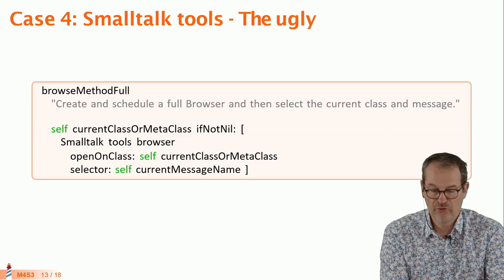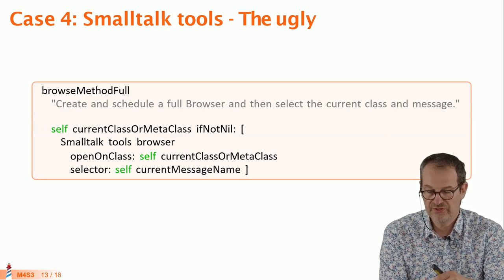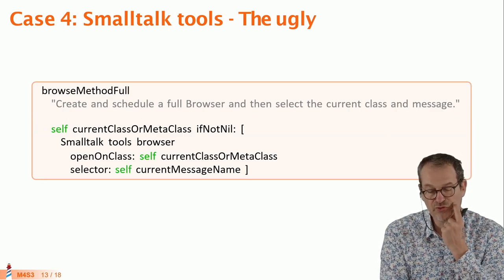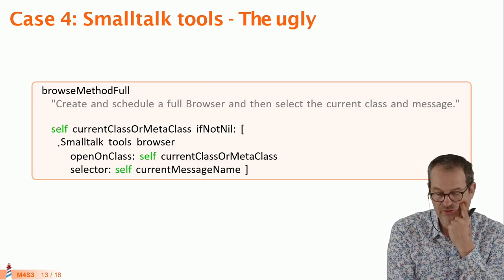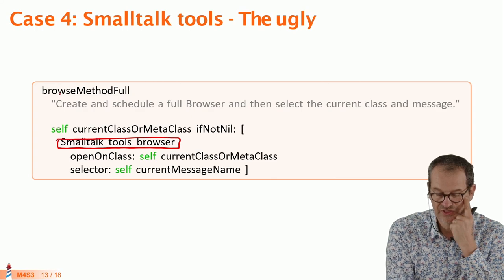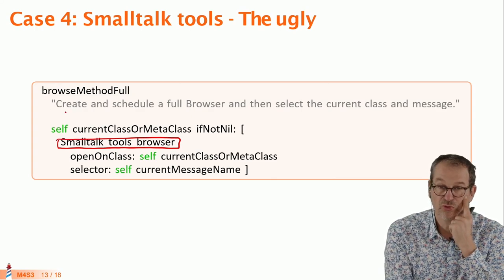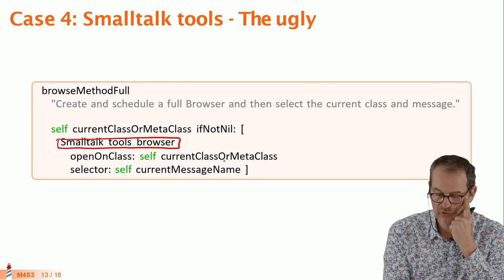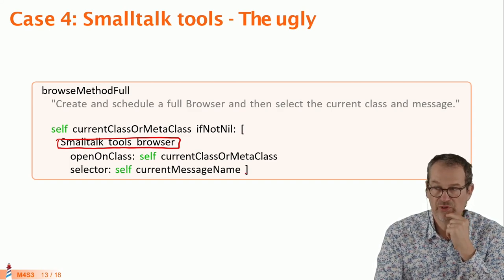So let's look at a fourth case study. When you browse the Pharo code, sometimes you see these kinds of code, and you will start to understand the pattern. So this is the code for when you want to browse a method. It says, if for example, what is the current class or metaclass? If this is not nil, I will invoke the browser and open the class with the current message, and then we will be able to see all the implementers of that message.